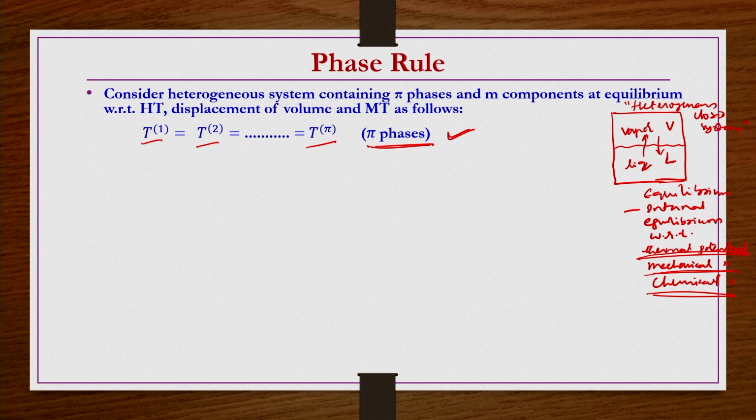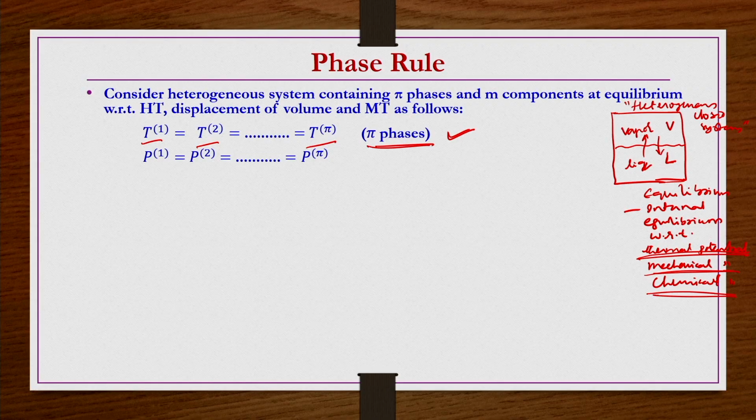Now, similarly, with respect to the internal equilibrium with respect to the displacement of volume, or the mechanical potential, if there exists internal equilibrium, then we have P1 equals P2 equals P3 and so on equals P pi, that is, the pressure in each phase should be equal. That is what you can understand here if there is internal equilibrium with respect to the mechanical potential.